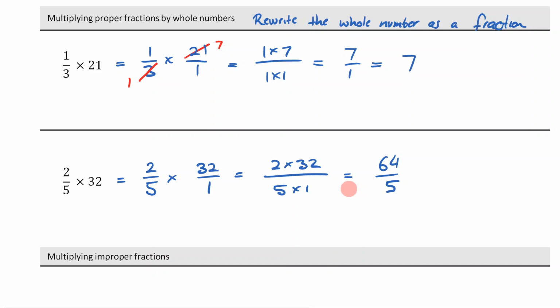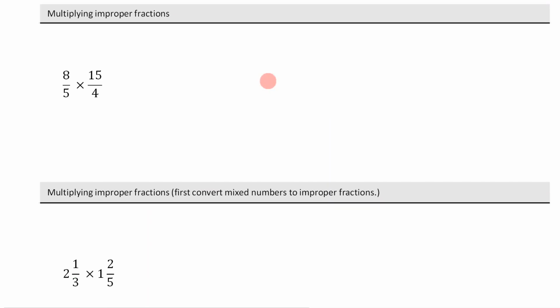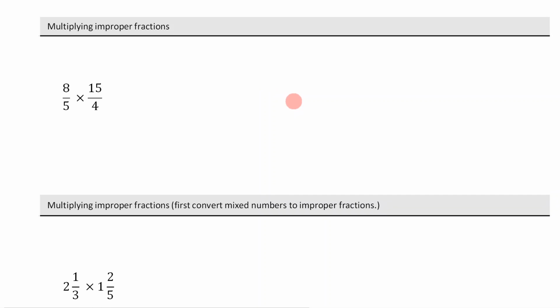Perfect. All right, so that's multiplying fractions by whole numbers, and you need to make sure to rewrite the number as a fraction first. Moving on here, we can multiply improper fractions together, and there's nothing that exciting here. You just do it as normal. So I'm just going to write as normal. The fact that they're improper changes nothing. All right, so let's go for it.